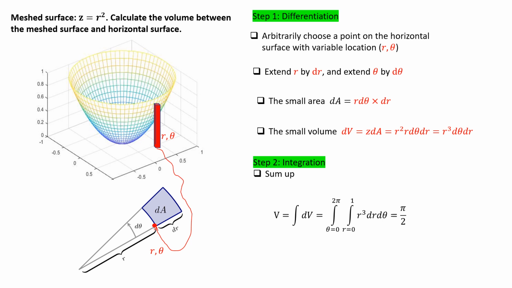This time, there's a double integral. We have r and theta, two independent variables. And we know r goes from 0 to 1, and theta goes from 0 to 2 pi. By evaluating this double integral, we'll get pi over 2.